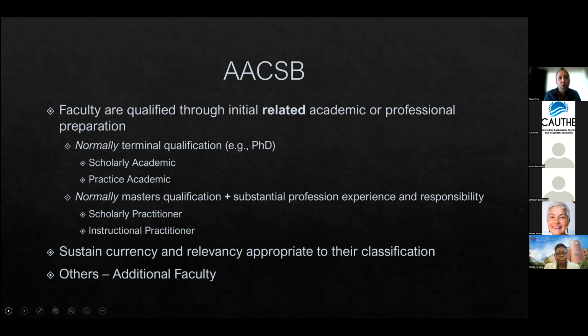Now, in all 4 of these roles, they need to demonstrate sustained currency, which is the equivalent of contemporary that we saw within TEXA, and relevance appropriate to their classification. In addition to these 4 categories, there are others, additional faculty. Again, there are specific proportions or percentages which can be allocated to the others compared to everybody else within AACSB.